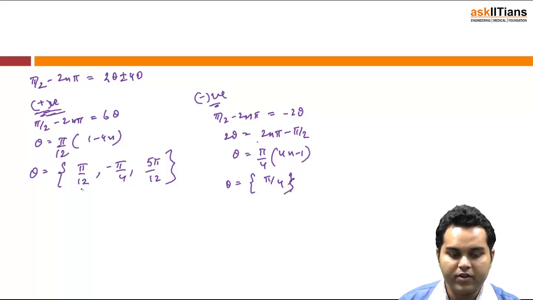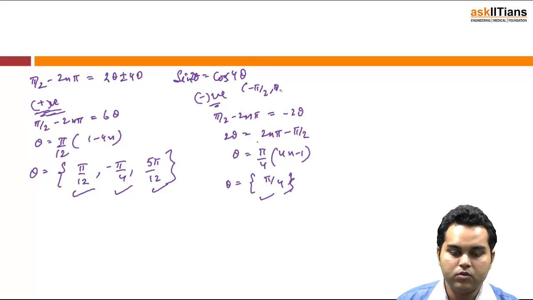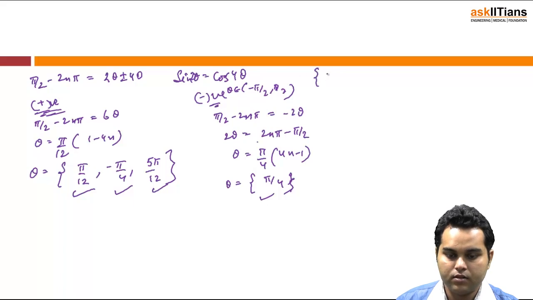Now I have 4 values: 1, 2, 3 and 4. For these 4 values, the equation sin 2 theta equal to cos 4 theta, lying between minus pi by 2 to pi by 2, these are the 4 values. That is pi by 12, plus or minus pi by 4, and 5 pi by 12.